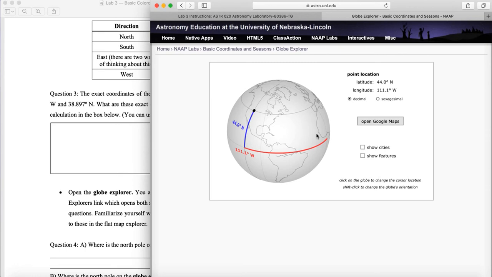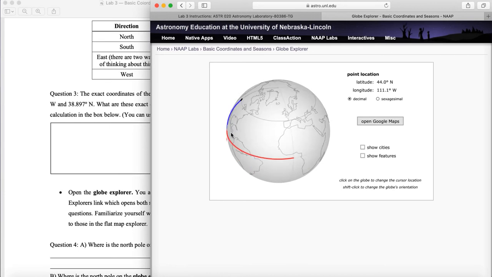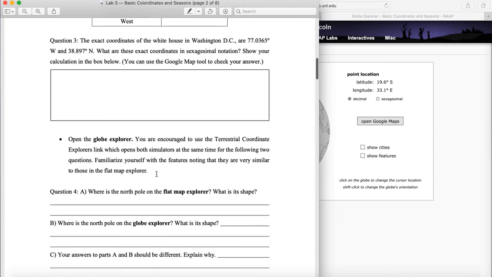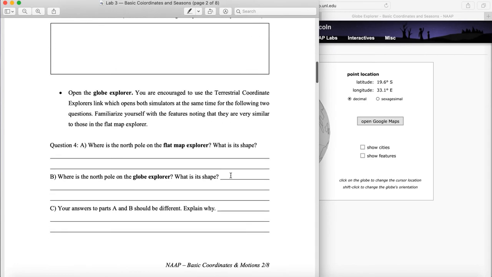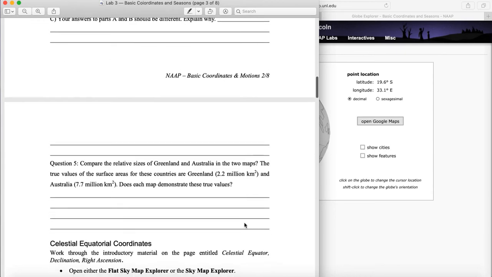Well, what you do is you hold Shift and click, and the directions are here. So I hold down Shift and I click, and now look what I can do. I can turn the Earth with my trackpad, and now I can see the entire planet. And if I click on a point, it will give me the latitude and longitude. I can drag it around. I can also click individually, like so. All right, so that's it. And you're going to answer some questions, and you can go back to the flat map explorer and continue to answer questions. North Pole, what's its shape? Just really make sure you can read a map.